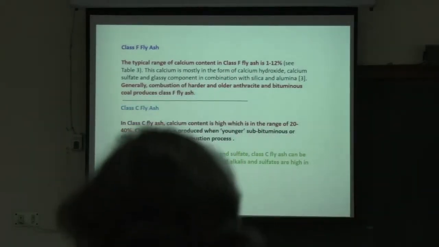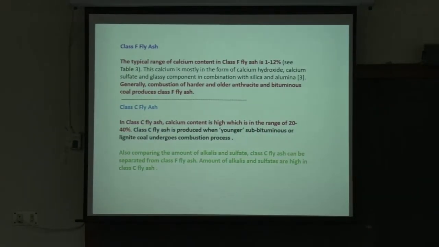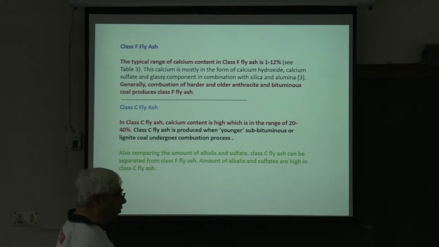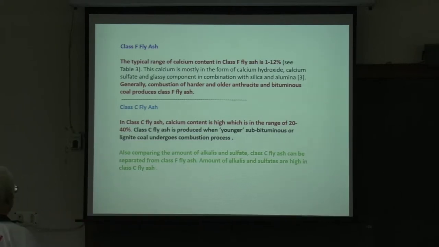So that means there is less calcium content. Class C fly ash is produced when younger subbituminous or lignite coal undergoes the process. That means if the mine is not very old, then you can generate class C fly ash. Also, comparing the amount of alkalis and sulfate, class C fly ash can be separated from class F fly ash. So there are two main kinds of fly ash. Class C means high calcium oxide content, and class F, less calcium content.